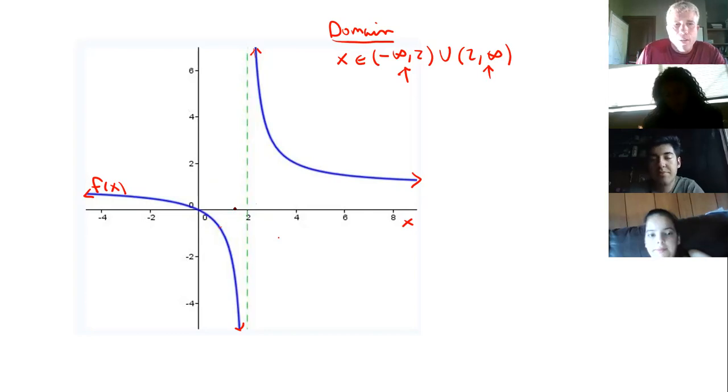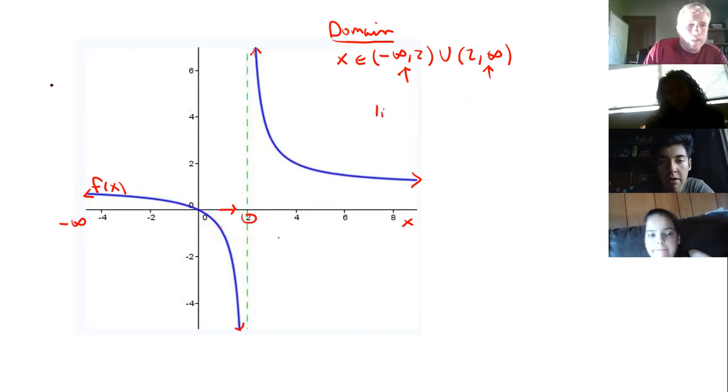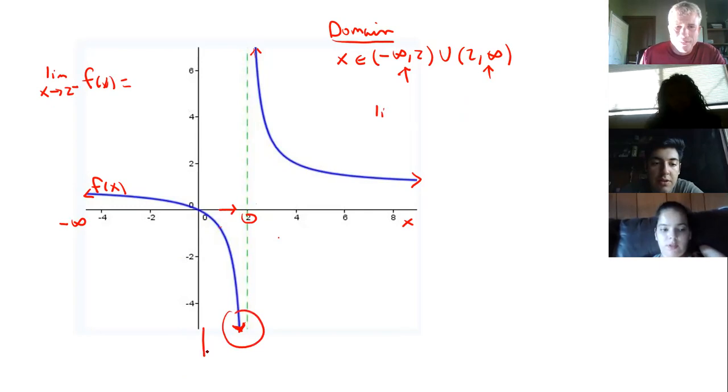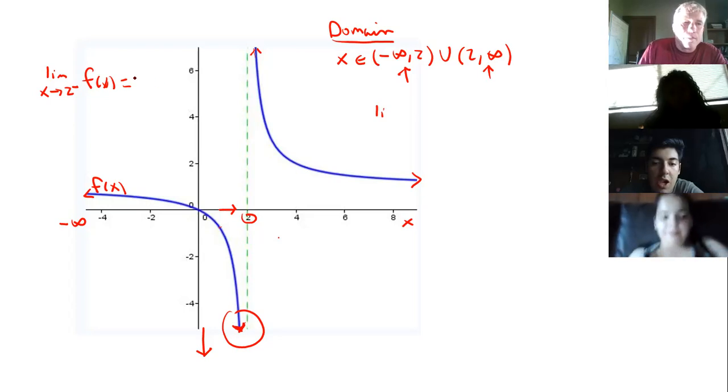And so if I think about approaching an input of 2 from the negative direction, from the negative infinity direction, I'll write the limit over here. The limit as x gets closer and closer to 2 from the negative direction. Where does it look like the outputs are going? Negative infinity. So it looks like the limit is negative infinity.